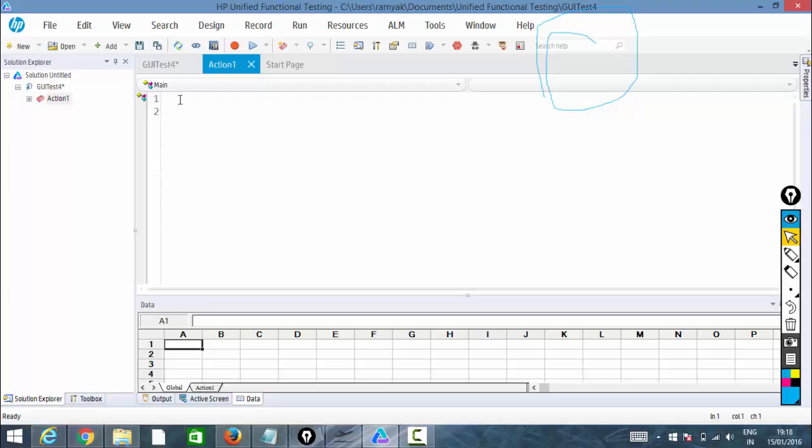Okay? Yes. So first, before writing the script, let's have a look on a simple slide where I have given you the syntax to write the script. First, we'll have a look on that syntax. Then we'll come back and we'll have a look on few other concepts.